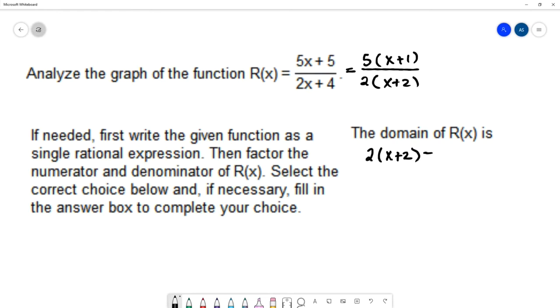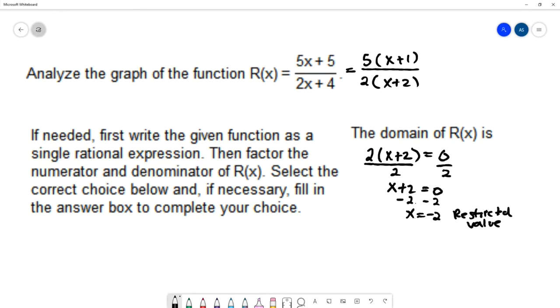So to find the domain of the rational function, we're going to take the expression in the denominator, 2 times x plus 2, and we're going to set that equal to 0. I can get rid of that 2 by dividing by 2 on both sides. And I have x plus 2 equals 0. Subtract 2 on both sides, and that gives x equals -2. So this -2, we call this a restricted value, because that's going to cause the denominator to equal 0 and the expression to be undefined. We need to exclude this restricted value from the domain.